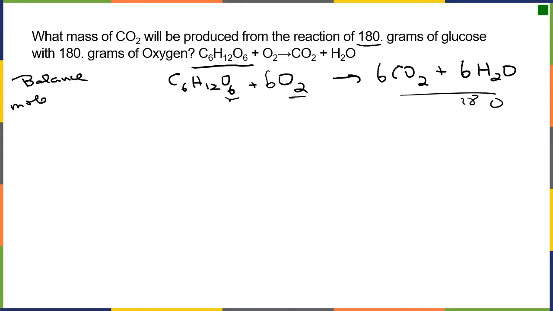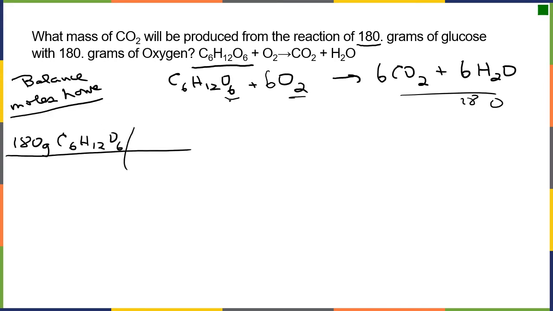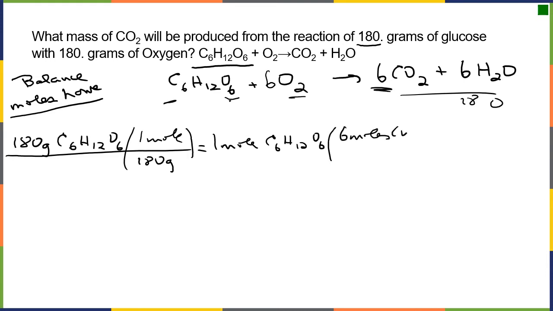Now, once we've got it balanced, we're going to have to figure out moles of our starting material, moles of what we have. Well, we have 2 different things. We have glucose and we have oxygen, so we're going to have to do both. 180 grams of glucose. To go from grams into moles, moles of what we have, it's going to be 1 mole over the molar mass, which is 180 grams per mole, giving us a total of 1 mole of glucose. We're going to use the ratio in our balanced equation to get moles of what we need. Well, we need CO2, so 6 moles of CO2 for every 1 mole of glucose is going to give us 6 moles of CO2.